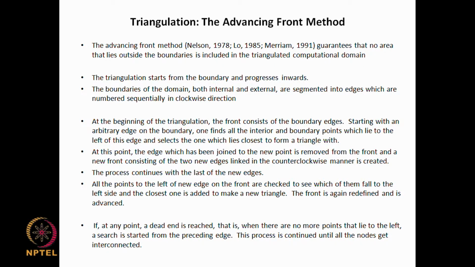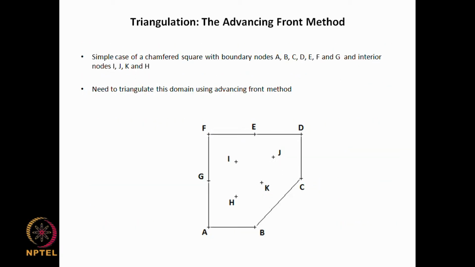So, let us see how it works by taking a very simple example. You have here a chamfered square, and the boundaries of this have been segmented with these linear segments here, A, B, C, D, E, F, G, and then you have 4 internal nodes H, I, J, K. It is just to illustrate the process rather than to generate a grid which is very good for this.